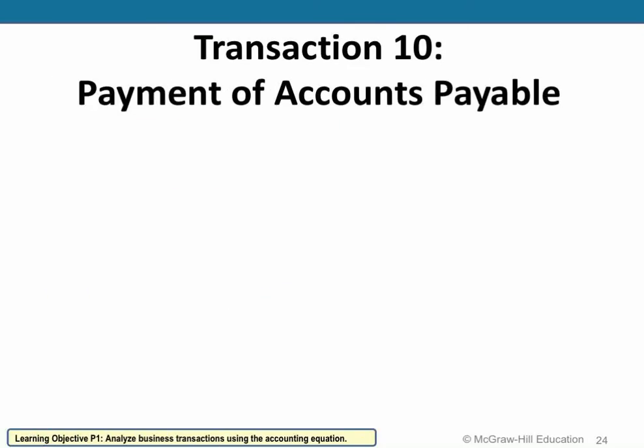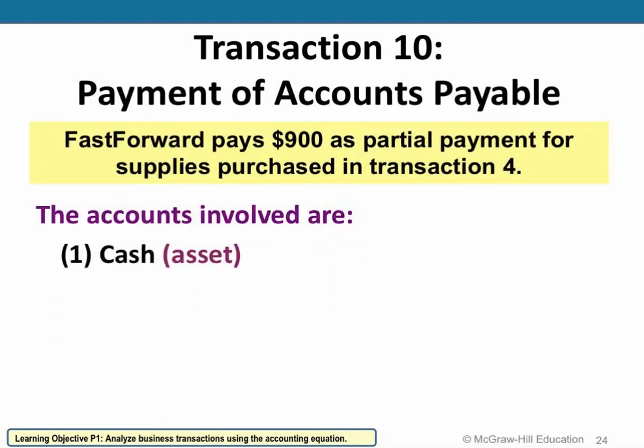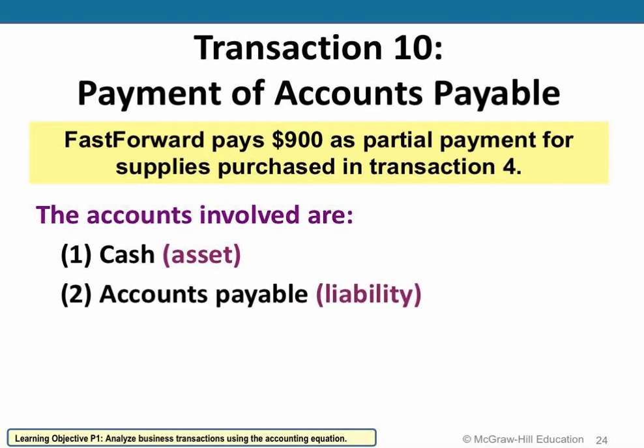So the next transaction we have here is a payment of the accounts payable. So this is where we purchased maybe supplies or equipment from a supplier, and we still owe money to that supplier. So we're going to have a decrease in cash as we make payment, and a decrease in accounts payable, so a decrease in that liability or what we owe remaining.